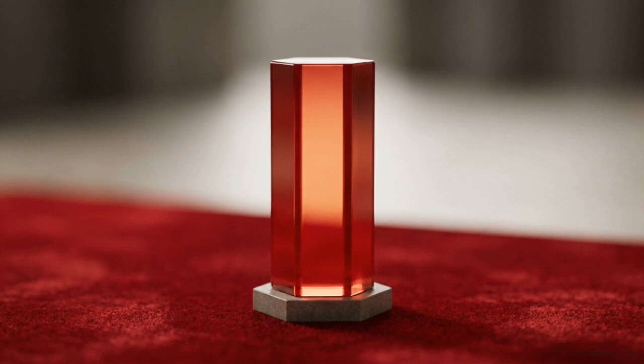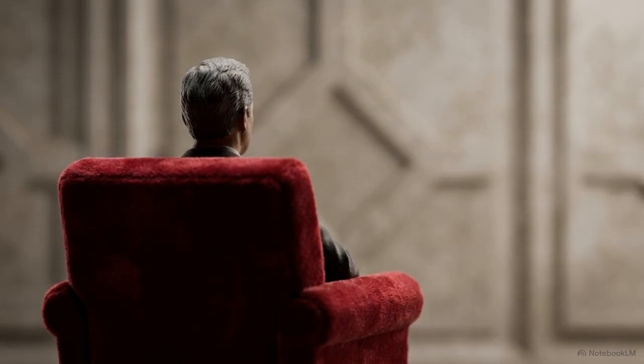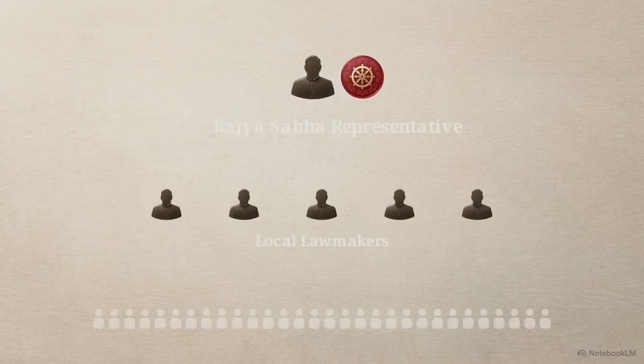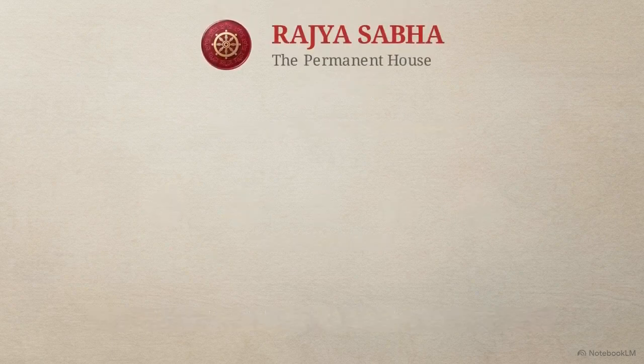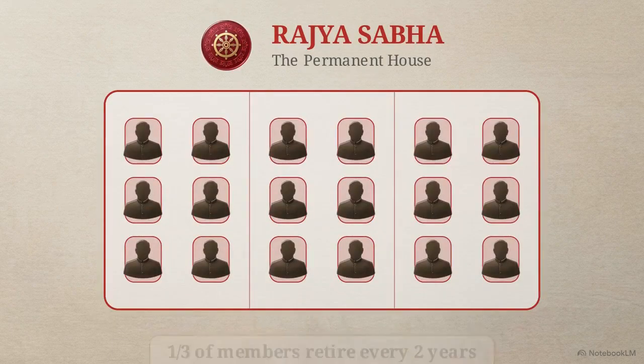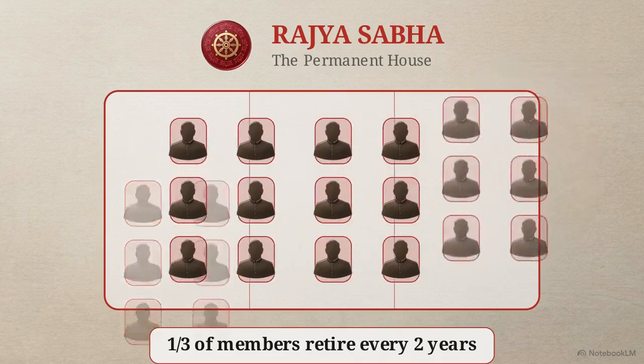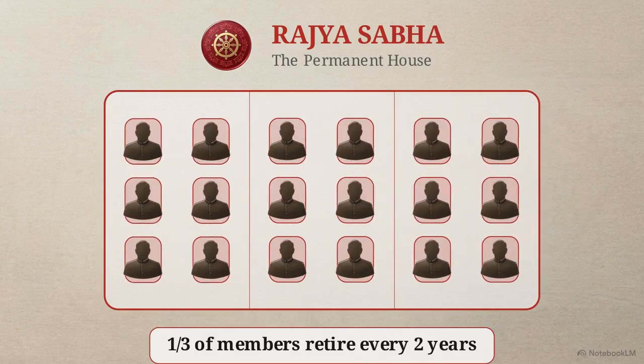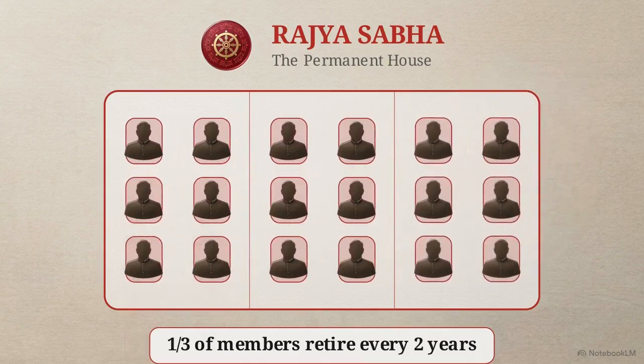Then there is the second chamber, the Rajya Sabha, or the Council of States. To sit in these seats, members must be at least 30 years old. The public does not vote for these members directly. Instead, local lawmakers cast the votes to choose who represents each state in the Rajya Sabha. Unlike the lower house, the Rajya Sabha is a permanent body that never dissolves. It remains constant through a staggered rotation system. Every 2 years, 1/3 of its members retire and are replaced. This ensures the House is always active.